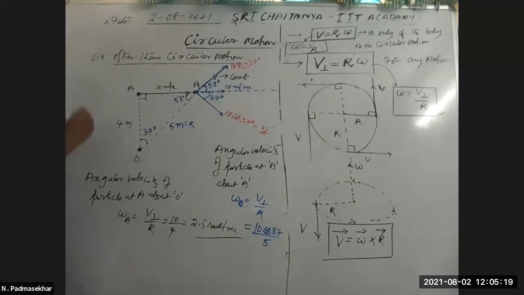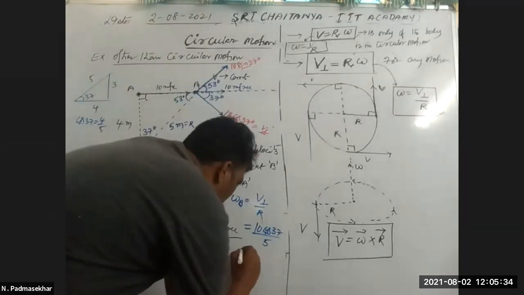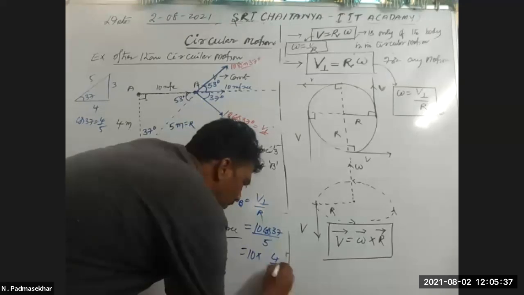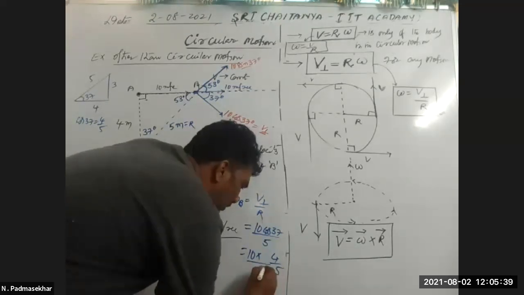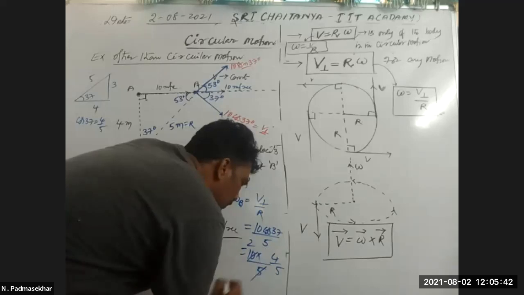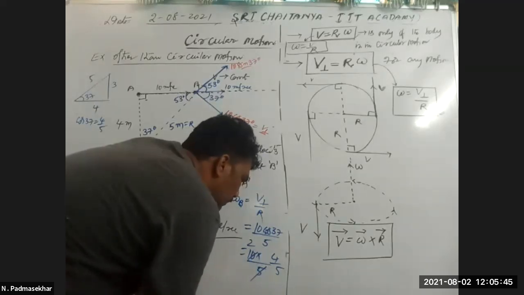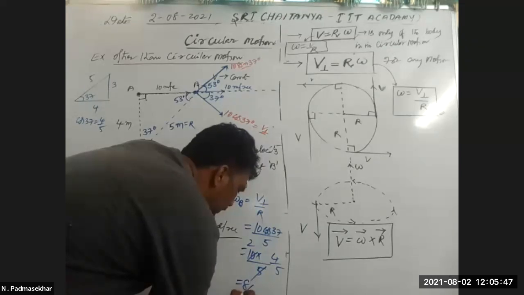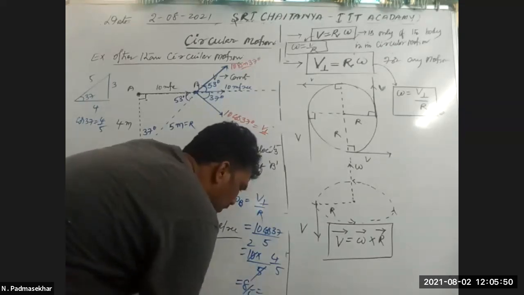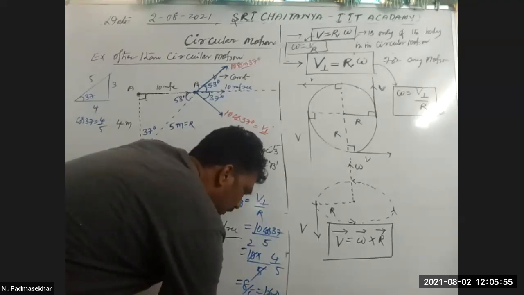So how to write cos 37? We already checked that. The small angle, small side. Cos 37 is equal to 4 by 5. So this is 10 into 4 by 5 by 5, which is 8 by 5, that is 1.6 radian per second.